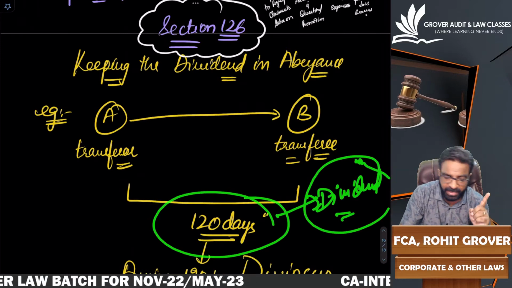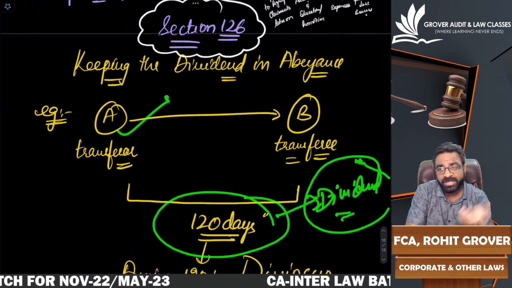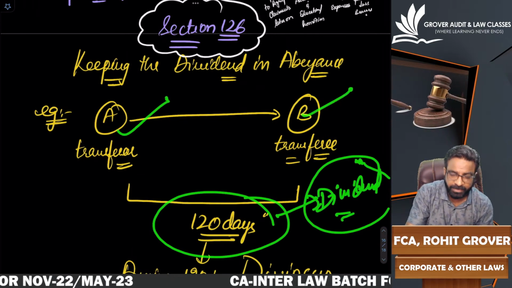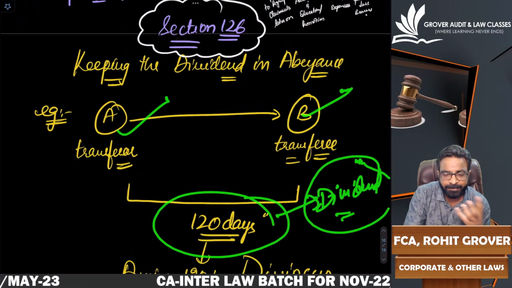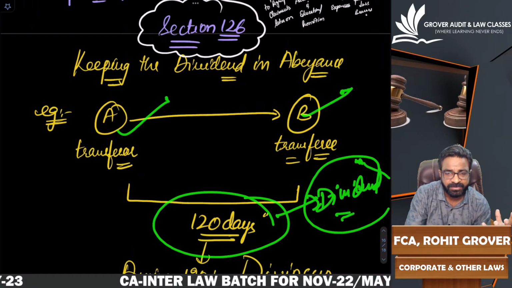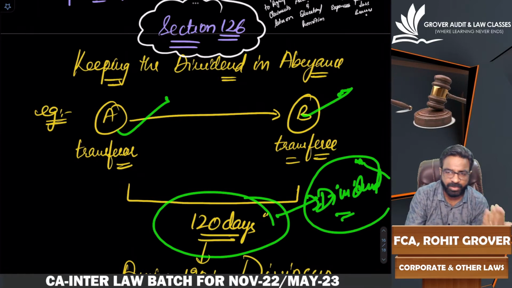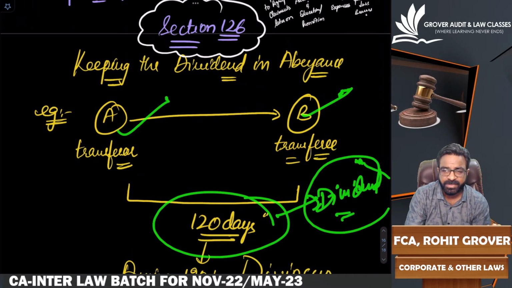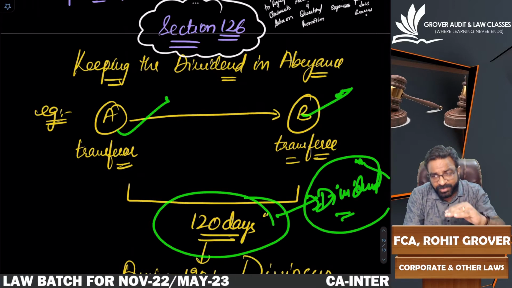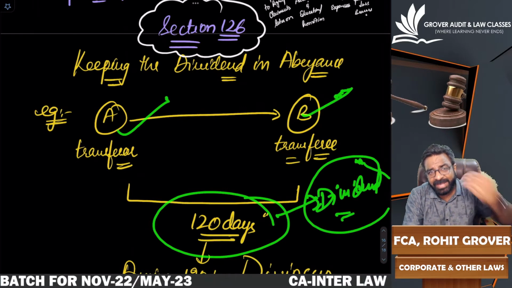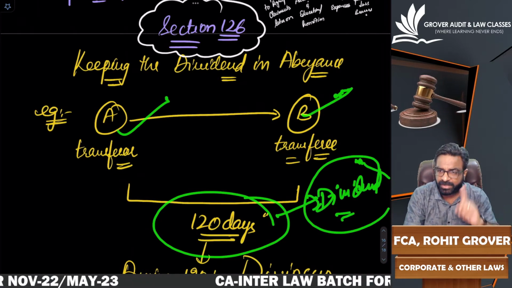The transferor. A's name is appearing, but is he the rightful owner? No, sir. Who is the rightful owner? B. But his name is not appearing in the register. So tell me, is the company in a confusing state or not? If B is the rightful owner, but his name is not appearing in the register, you cannot pay the dividend to the person whose name is not appearing. Am I correct? And the company is also confused that it can't pay the dividend to A. Why? Because A is the member, but he is not the rightful owner right now.